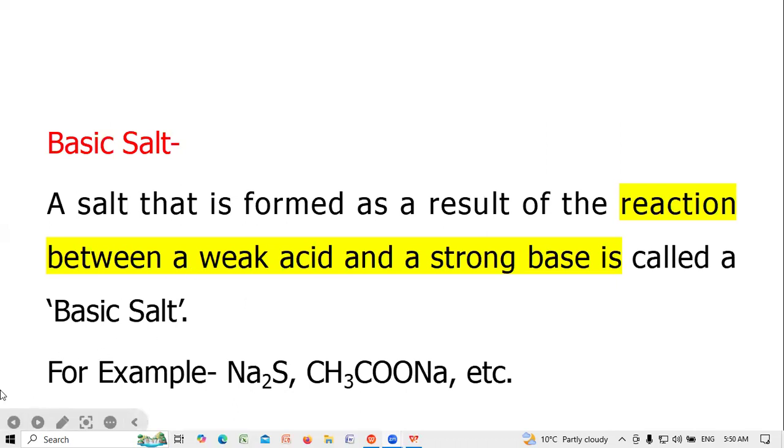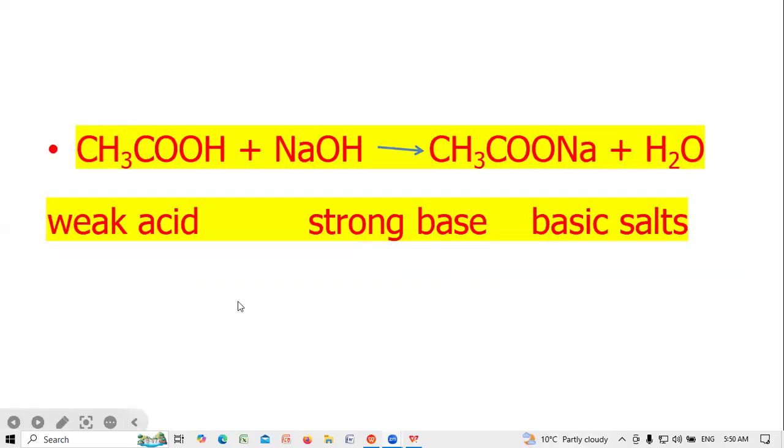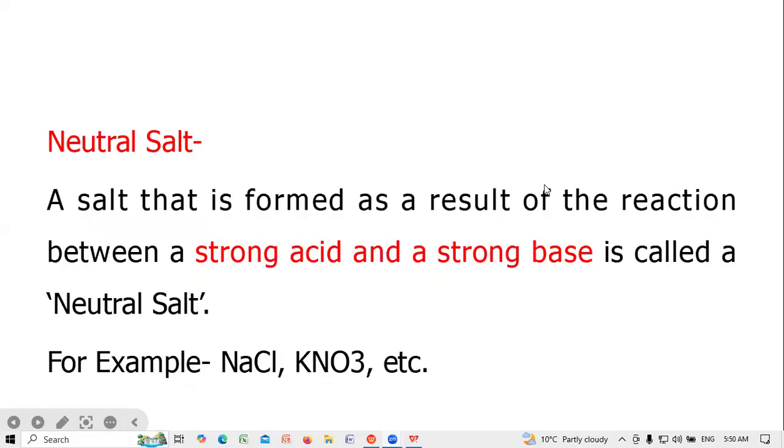Basic salt. Similarly, a salt that is formed as a result of reaction between a weak acid and a strong base is called basic salt. Sodium sulfite and sodium acetate are basic salts. Acetic acid is a weak acid, which reacts with a strong base, sodium hydroxide, and produces sodium acetate, the basic salt.